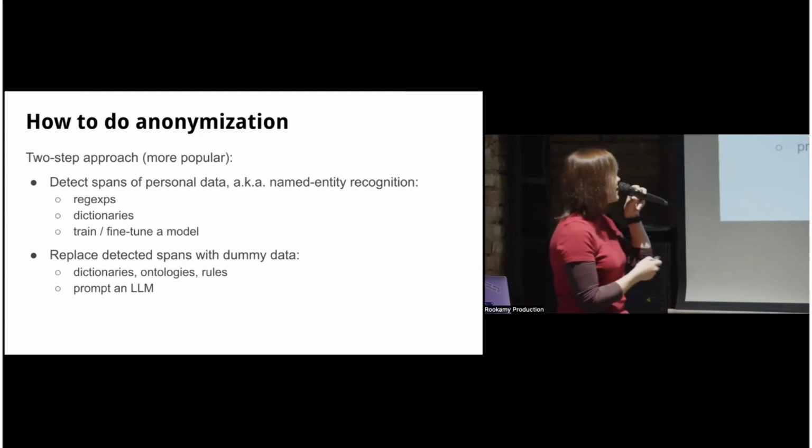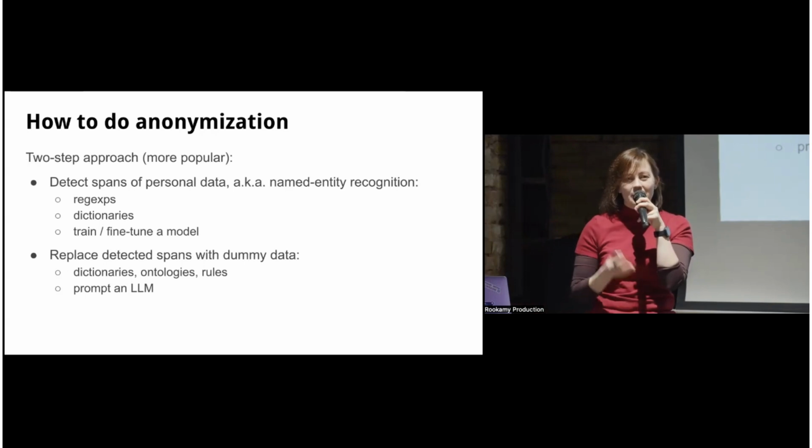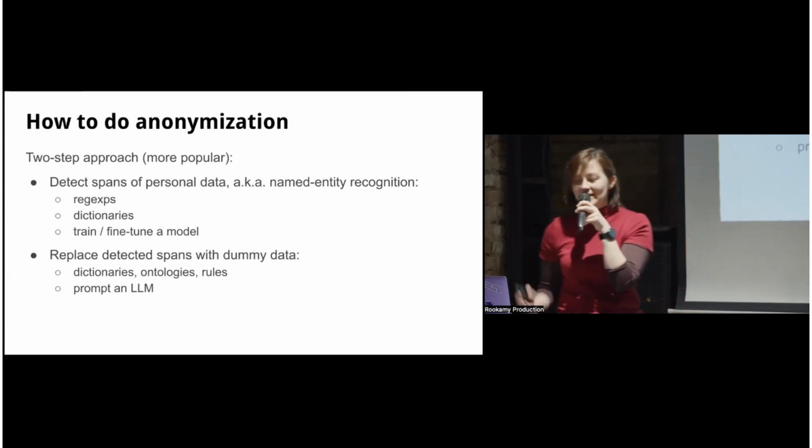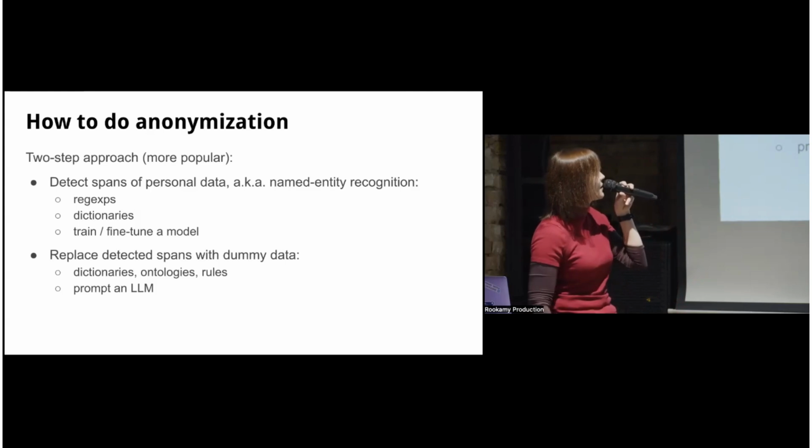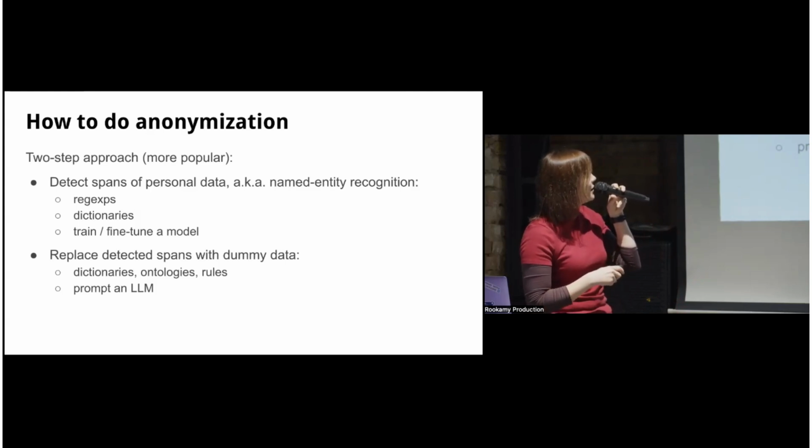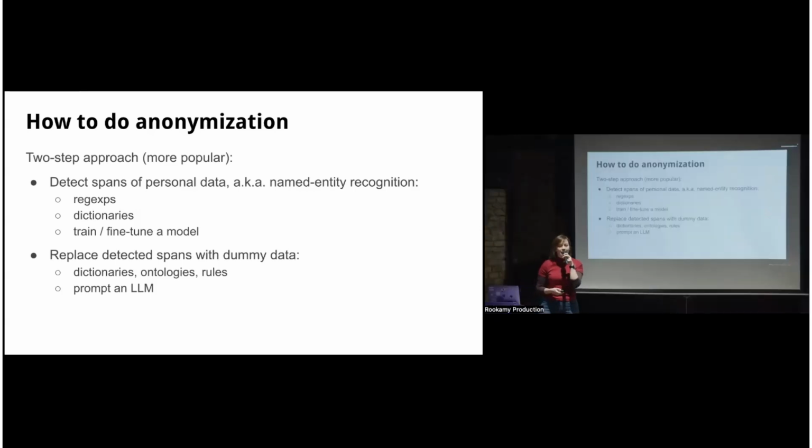And you can find these entities using regular expressions. For example, if you have to find emails or phone numbers, you don't need a large language model to do that, right? You can do this very easily, and there are already ready-to-use tools. You can use dictionaries. You can try to fine-tune a model, and in the current era for named entity recognition, fine-tuning a transformer model would be your choice number one.